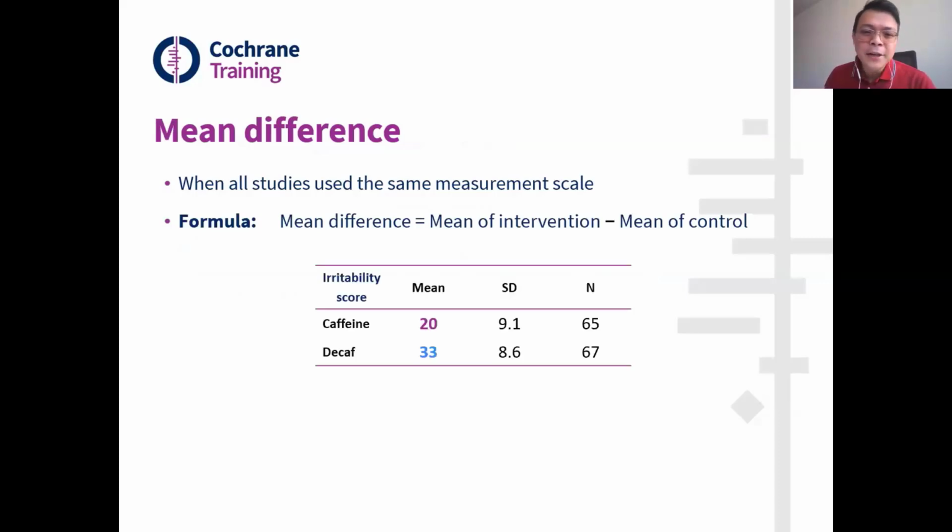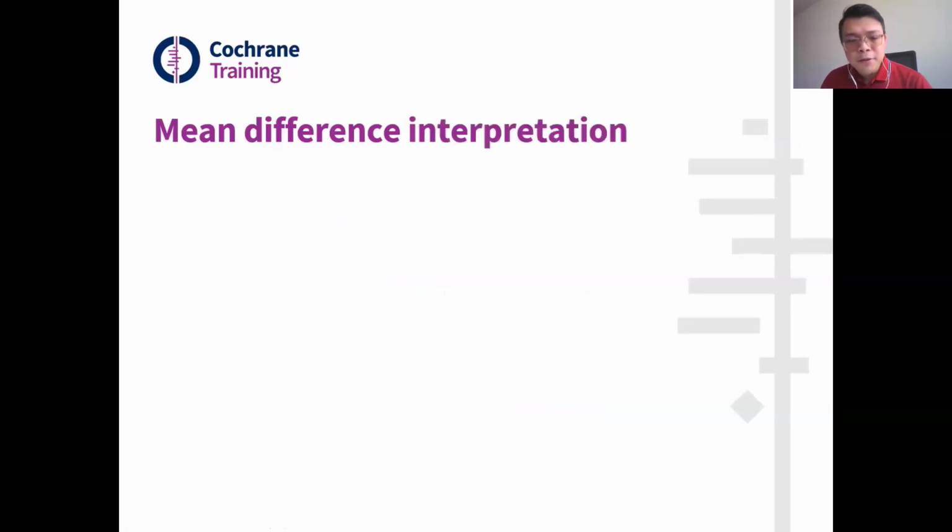So for example, here in our table, we have the mean irritability score of the caffeine group and the mean irritability score of the decaf group. So the mean difference is simply 20 minus 33, which is equivalent to minus 13. And in terms of interpretation, mean difference is also an absolute value, so the value of null effect is 0. A mean difference of 0 means no difference in the average score between the groups.